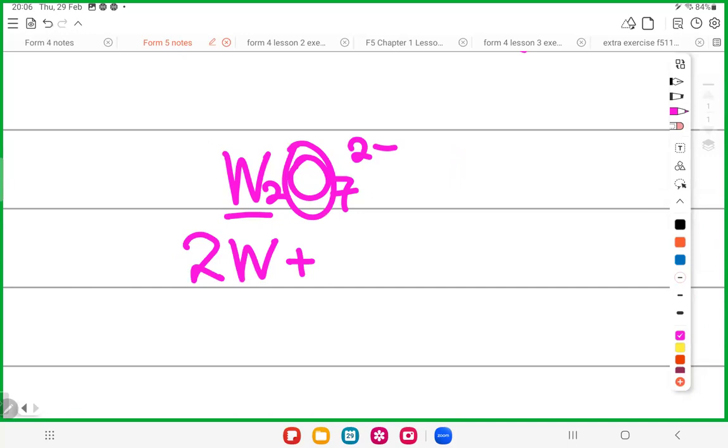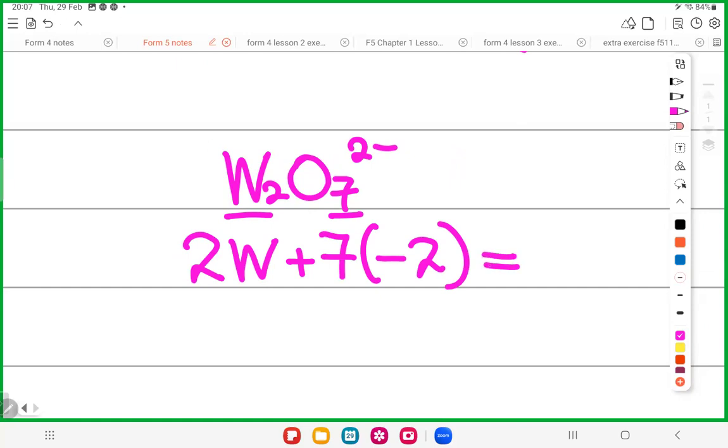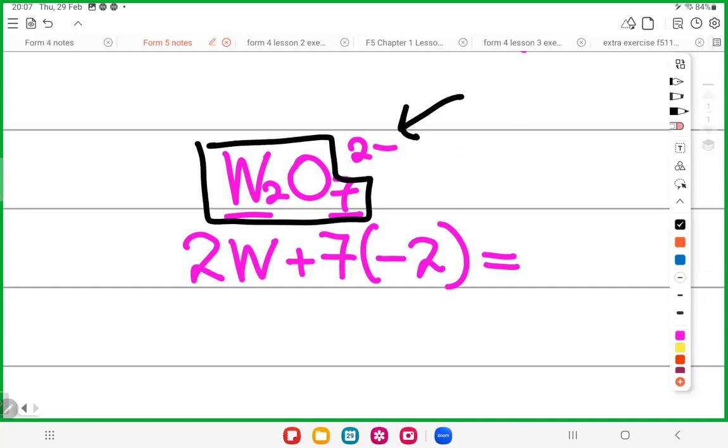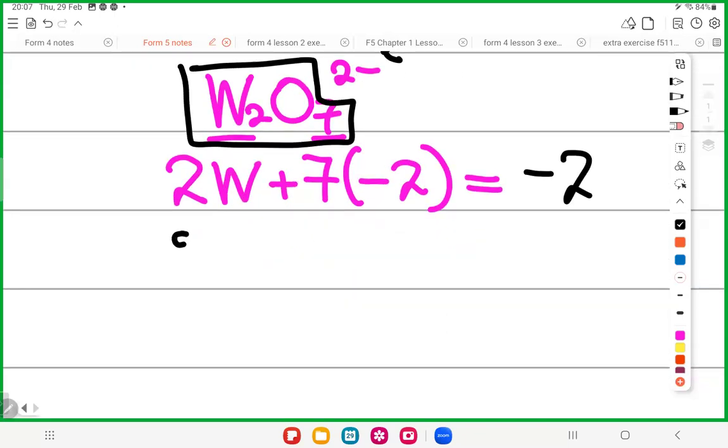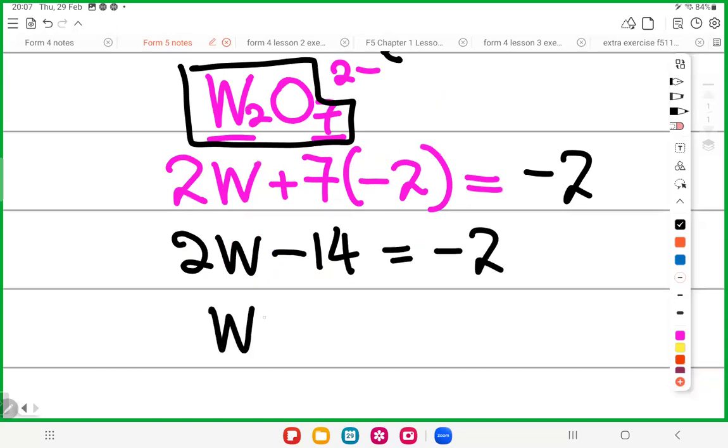Okay, oxygen, the oxidation number is -2. We know that. There are 7 oxygen out there, so you need to multiply by 7. Once you do all these things, you set it equal to the total charge. What is the total charge for this whole compound? Here, right? -2, isn't it? Okay, -2. So here is your mathematics: 2W minus 14 equals -12. You can do your mathematics, W equals +6. Yeah, that's it. That is how it works.